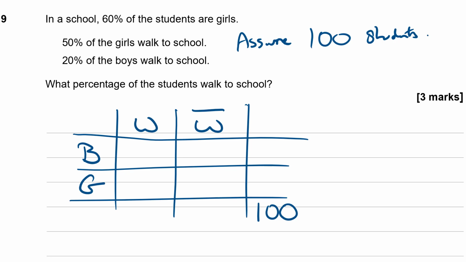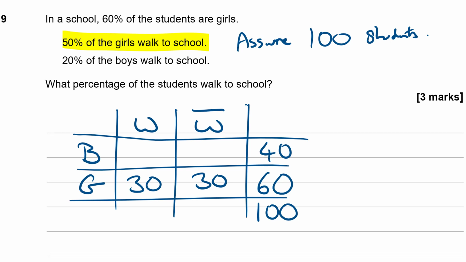Now we are told that 60% of the students are girls. So that means the total number of students that are girls is 60, and that means there must be 40 boys, or 40% boys. Now, next we're told that 50% of the girls walk to school. So there are 60 girls altogether. So 50% or half of them walk. So that's going to be 30 there. So if 30 walk and there are 60 altogether, 30 don't walk.